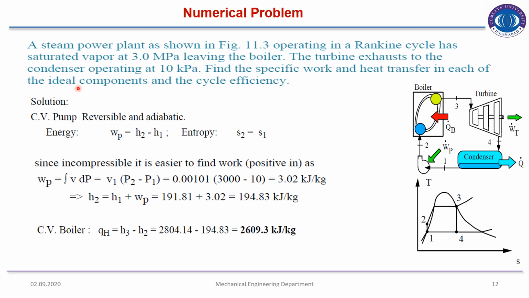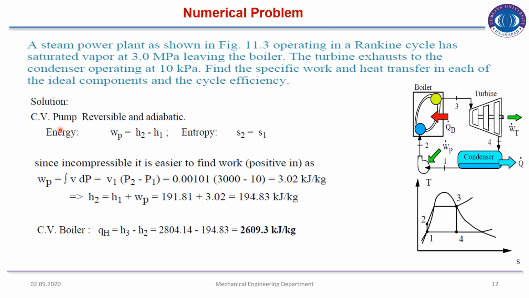Numerical problem. A steam power plant is shown operating on the Rankine cycle, with saturated vapor at a pressure of 3 megapascal leaving the boiler, and the turbine exhaust going to the condenser operating at 10 kilopascal. So both the pressures of boiler and condenser are given. Find the specific work and heat transfer in each of the ideal components and the cycle efficiency. We will use the steam table against these pressures to find the other values.